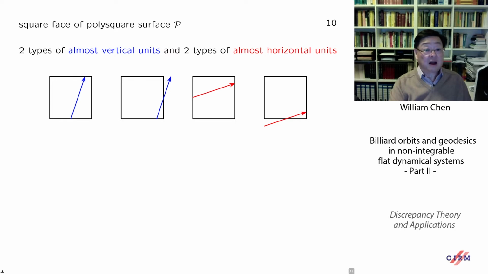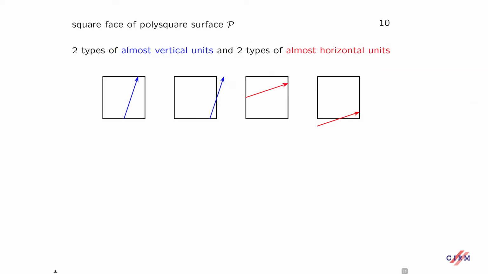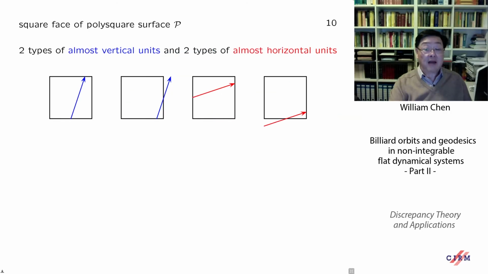Next, let us look at a square face of a polysquare surface P. Corresponding to each square face, there are two types of almost vertical units. They're given in blue. They go from a horizontal edge to another horizontal edge. One of them doesn't hit the vertical edge in between, and the other one crosses a vertical edge into another square face. And we also have two types of almost horizontal units.